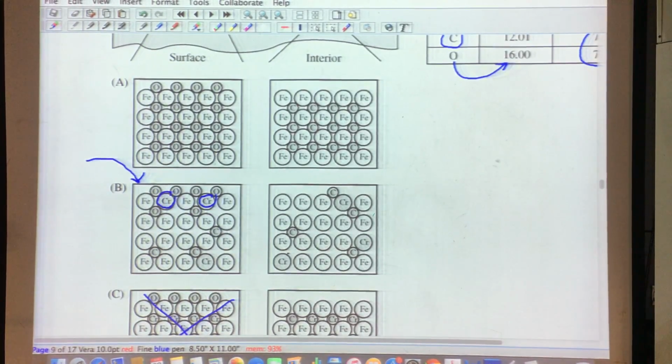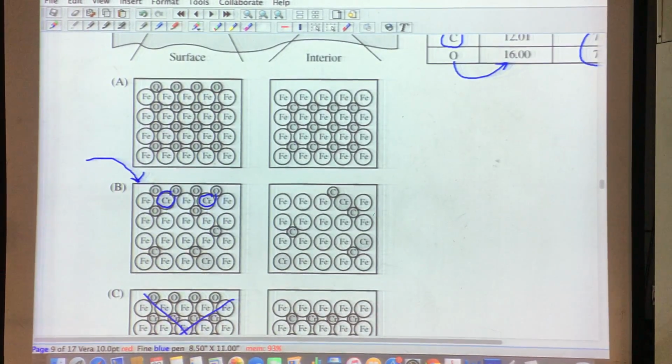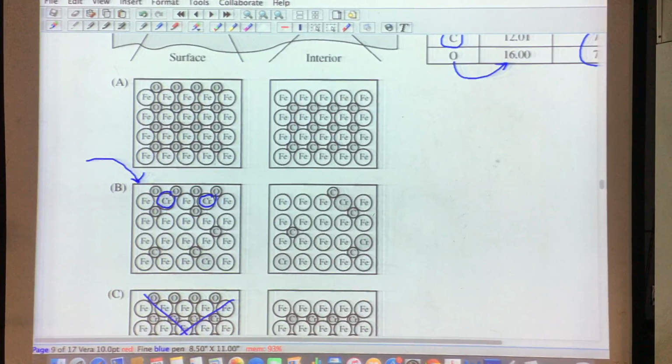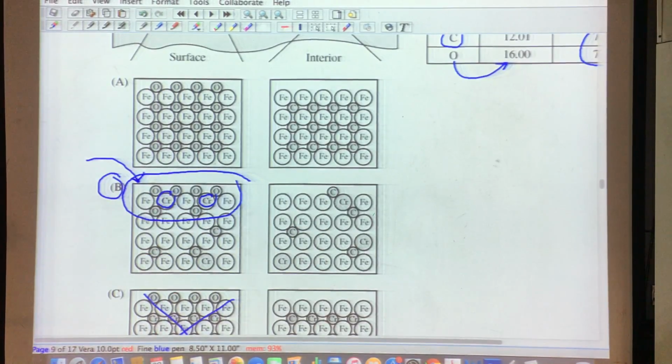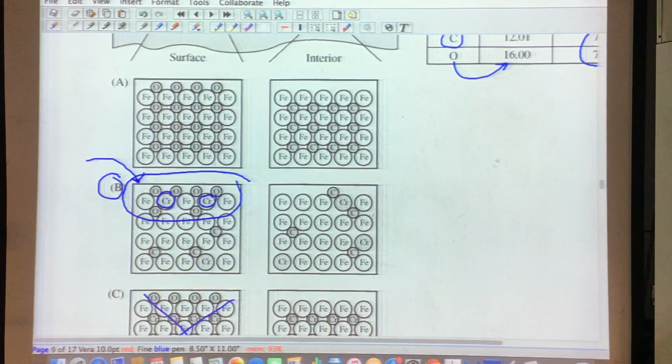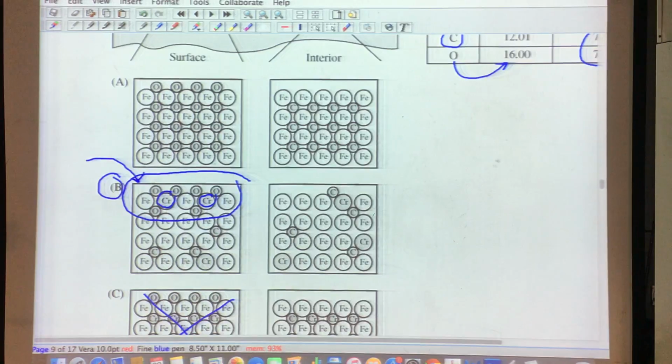And if you notice, A isn't showing any chromiums in the surface layer. So B is the best answer. Why? Because the O and the Cl take up spots in between. The top layer has that protective layer of chromium oxide. There's no oxides in between. Okay, we have some carbons, and the carbons give the steel the strength. Why do the carbons give the steel the strength? Why is there more hardness in the steel?